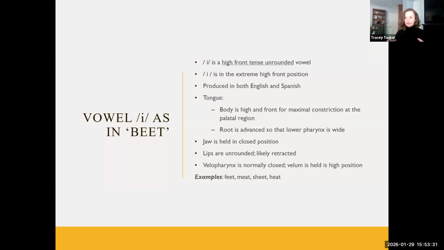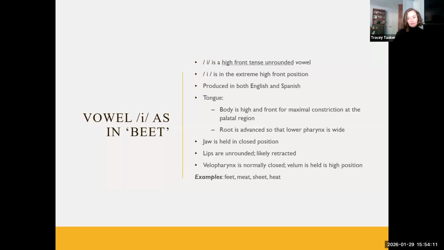If you looked at it on a sagittal image, the lower pharynx would be wide. The jaw is in a closed position. Your lips are retracted, right? So E, you can see that and feel it. And as we talk about vowels, we're talking about the velar pharynx being closed and the velum being in a high position. That's the unobstructed airflow when we talk about vowels. Some example words are eat, meat, sheet, and heat.